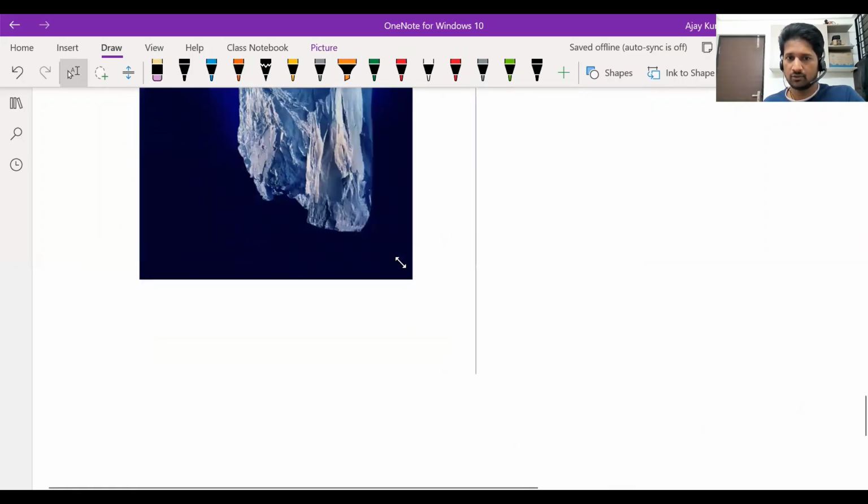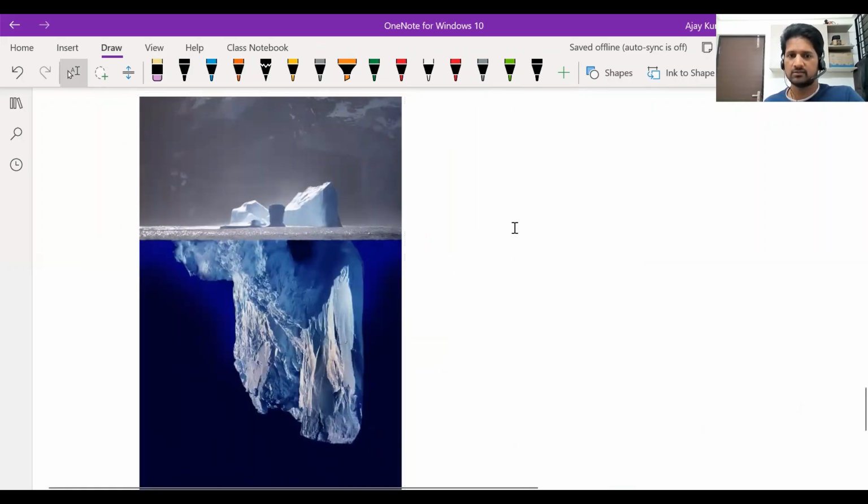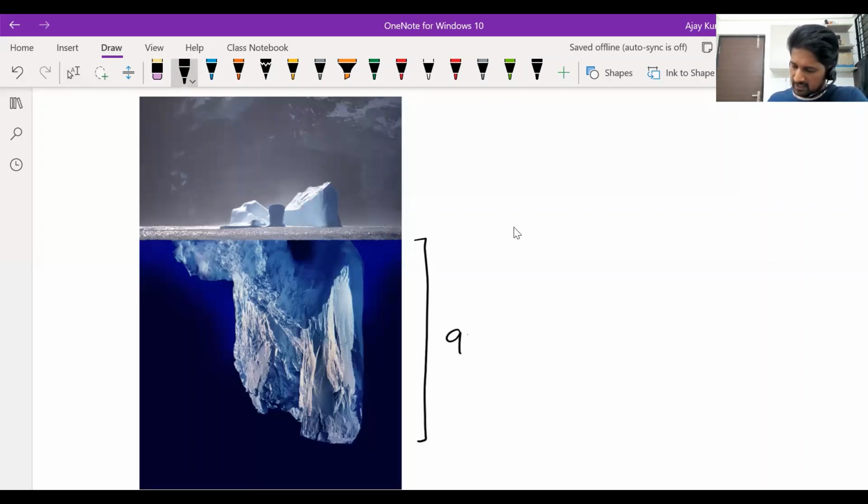So when ice floats on water, this is what actually happens. We discussed in the last class also, an object cannot float staying completely outside the liquid. Some part of it has to be immersed. When ice actually floats on water, in case of ice and water, 90% of ice is below water. Only 10% you see outside.